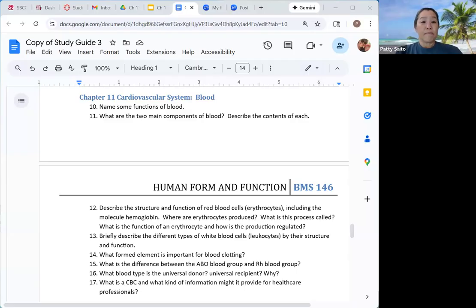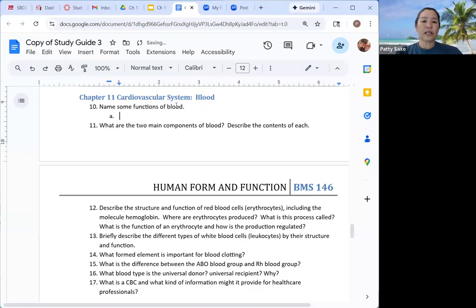So let's begin. Let's start with some functions of the blood. If we just look first at the term cardiovascular, cardio means heart, vascular means vessels, blood vessels. And of course, within blood vessels and the heart, we have the blood. So let's take a look at what blood can do.